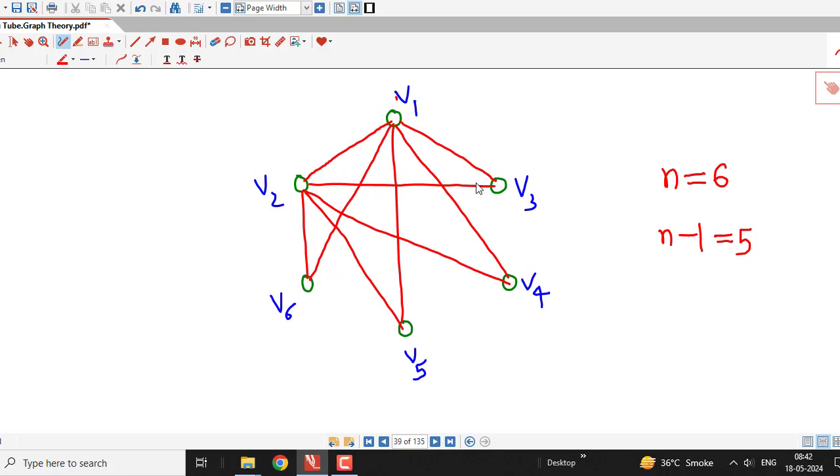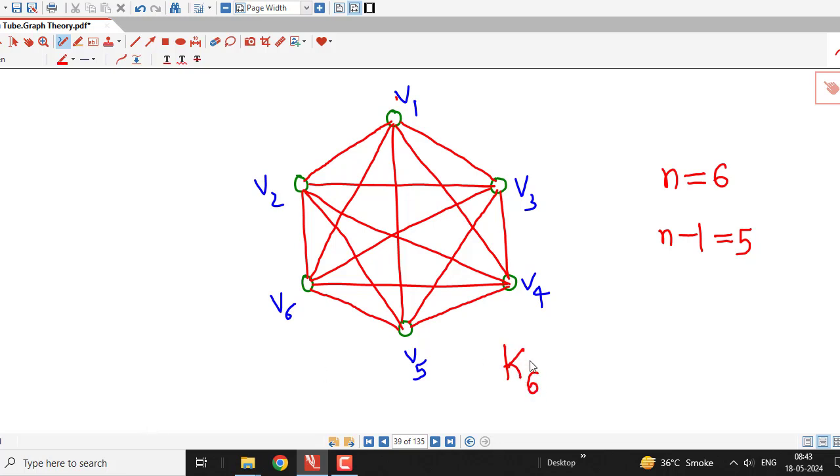Then for V3 we have 1, 2, 3, 4 and 5 edges meeting or ending at V3. For V4, 1, 2, 3, 4 and 5 edges meeting or ending at V4. For V5 there are already 4 edges: 1, 2, 3, 4. So I have to join V5 with V6, and I have constructed a complete graph on 6 vertices, which we denote by K suffix 6.